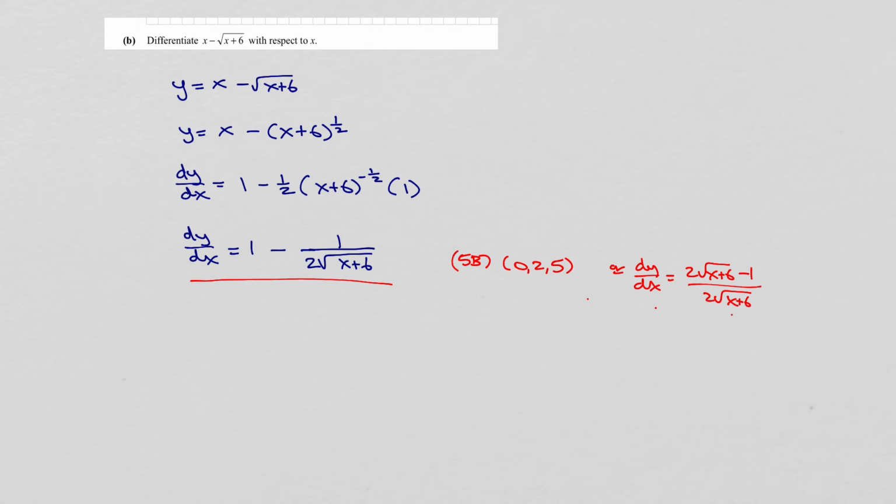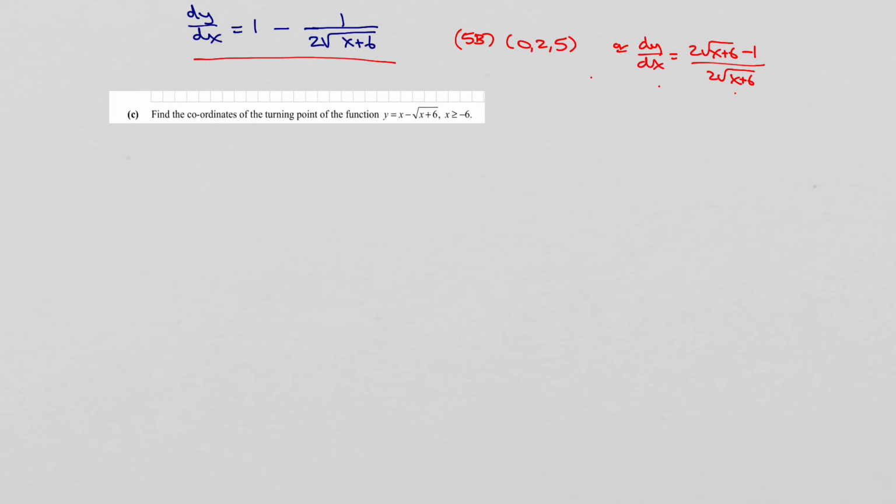So the next part of the question then, we're asked to find the coordinates, so that means our x and our y value. So always important there that we're not just finding the x value, we have to find the y value too. And we have to find the coordinates of the turning point of the function, where x has to be greater than or equal to minus 6.